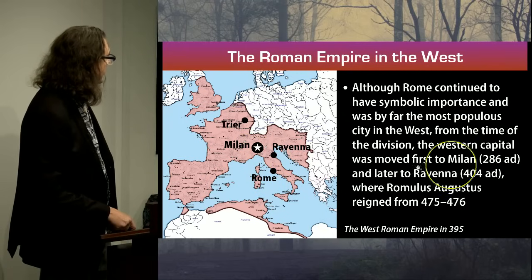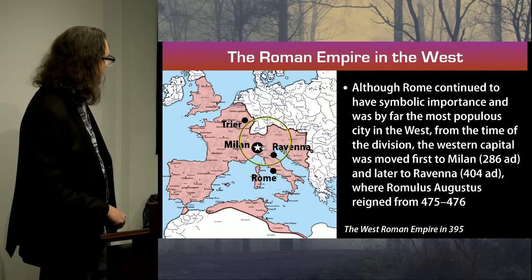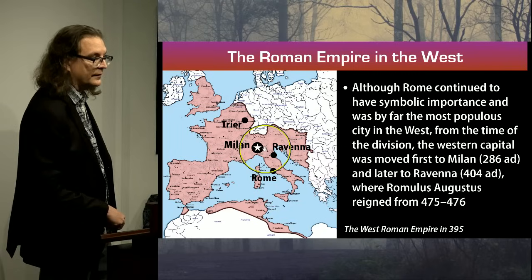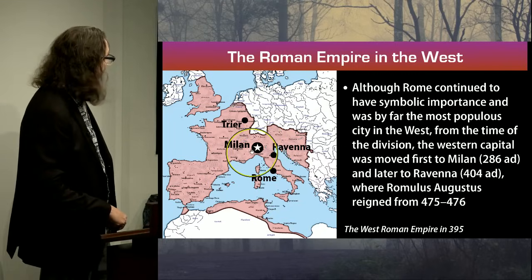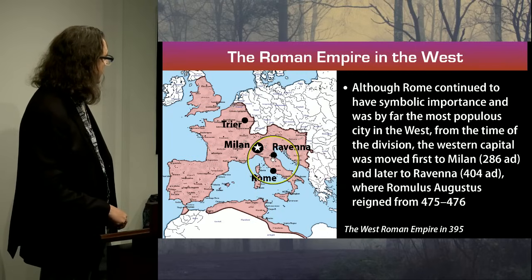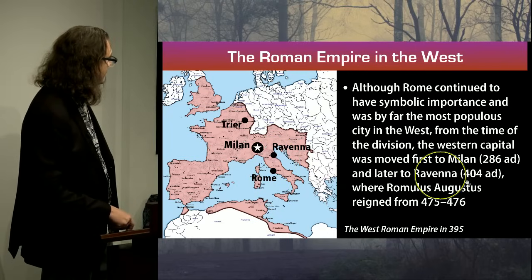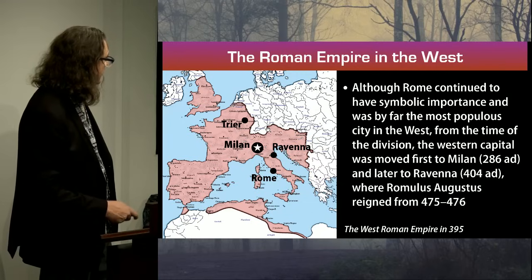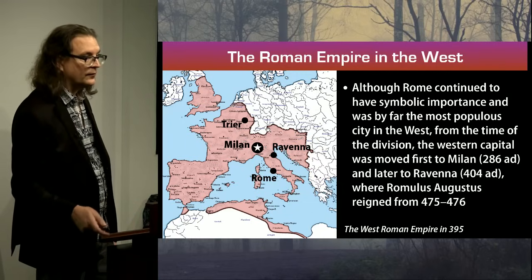It had been a very long time since the capital of the Western Empire had been moved. In 286, it was moved first to Milan. Even though Milan is a good place to defend against all of these alpine passes through which the barbarians keep coming, it's way less defensible than Ravenna. And so in 404, it was moved to Ravenna, which is where that last nominal emperor, Romulus Augustulus, is ruling in 475, 476.